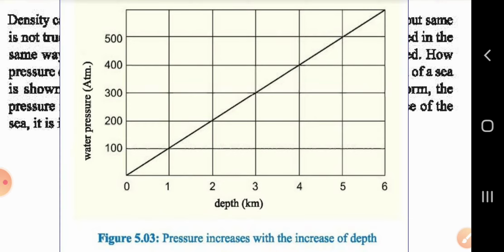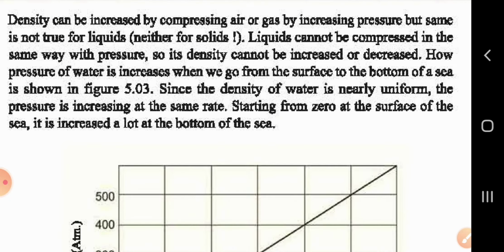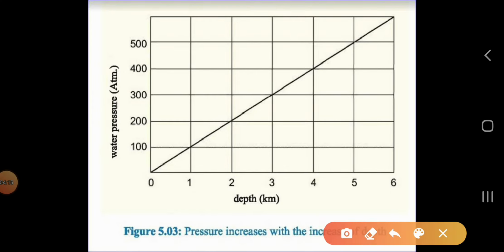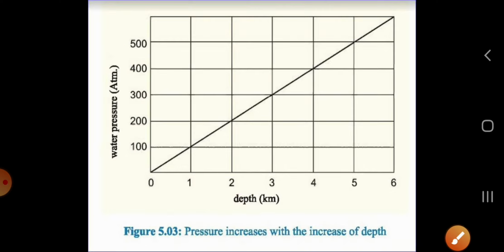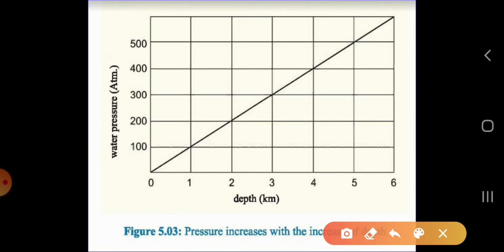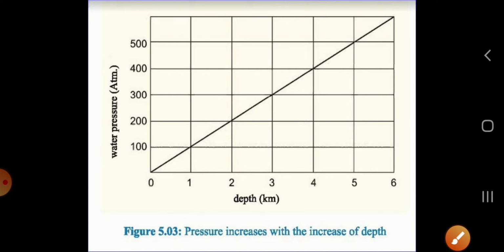So how does the pressure of water increase when we go from the surface to the bottom of a sea? I'm going to show you one diagram. Here is the depth in kilometers, 1 2 3 4 5 6, and the water pressure in atm, 100, 200, 300. Pressure increases with the increase of depth. Whenever the depth is increased, the pressure also increases, like this.